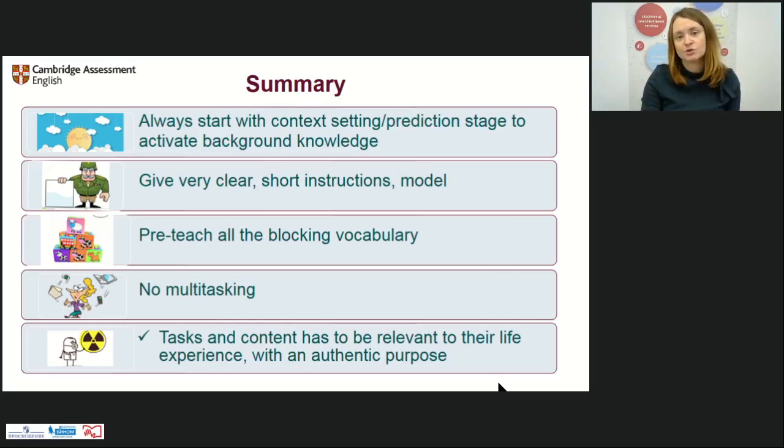And remember that your students are just young learners. So all the tasks and everything you do at the lesson should be taken from real life and should be relevant to the age and to their skills.